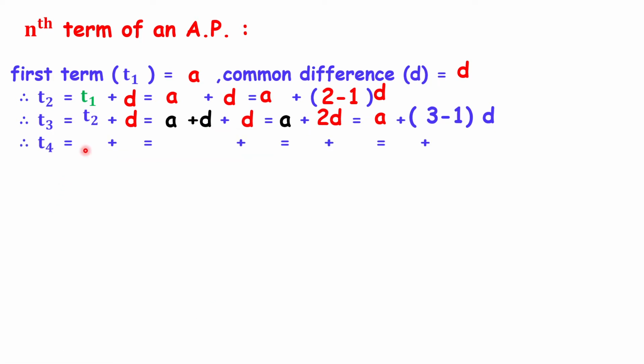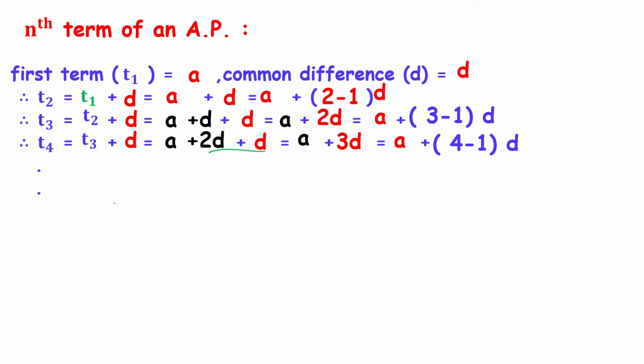Now T4 is equal to the third term plus the common difference, that means T3 plus D. But T3 is A plus 2D, and plus D, that is 2D plus D. 2D plus D is nothing but 3D, therefore A plus 3D. We have to express 3 in terms of 4. 3 is equal to 4 minus 1, therefore A plus (4 minus 1) into D.